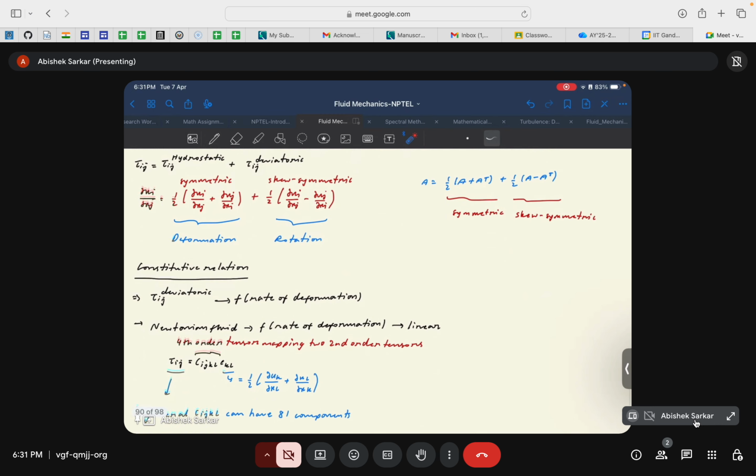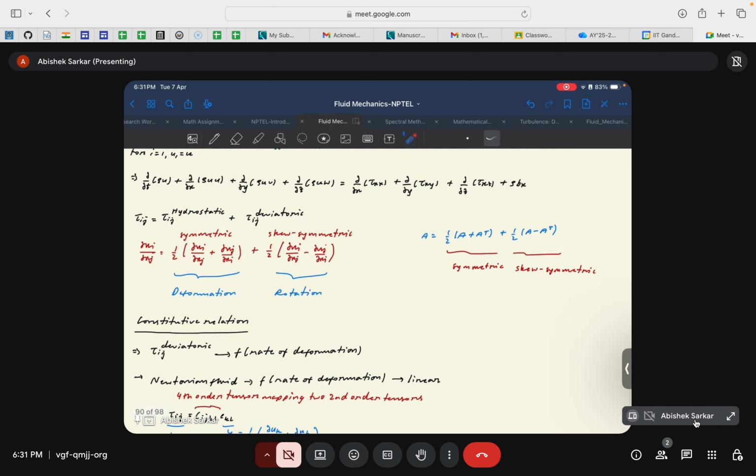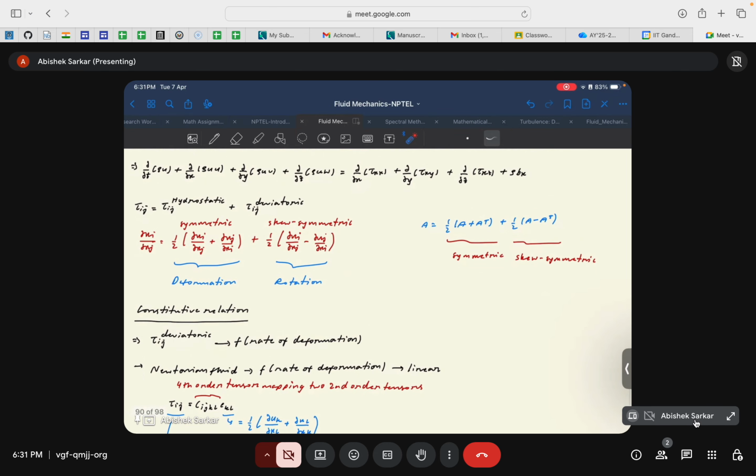So for a Newtonian fluid, that's the first assumption that we impose, that we consider the fluid to be Newtonian. And if we consider that, what happens is that this constitutive relation between the stress and the rate of deformation becomes linear, by applying Newton's law of viscosity.